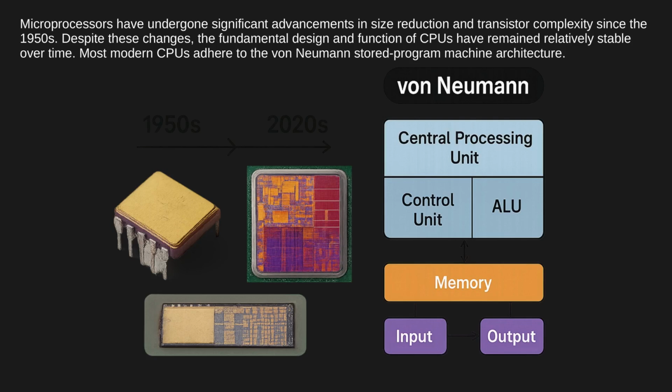Microprocessors have undergone significant advancements in size reduction and transistor complexity since the 1950s. Despite these changes, the fundamental design and function of CPUs have remained relatively stable over time. Most modern CPUs adhere to the von Neumann stored program machine architecture.